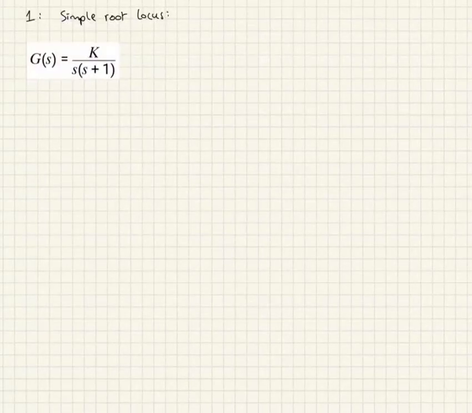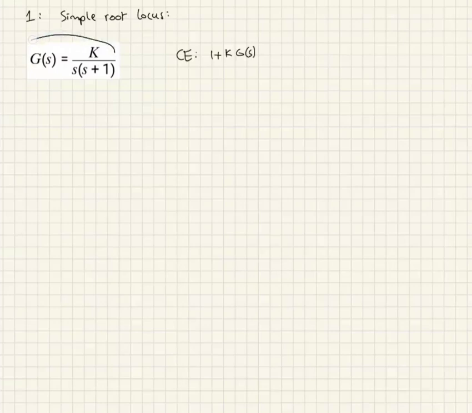Alright, so let's start the first video. In this example, we have a simple root locus. The first thing we have to do is write it in the standard root locus form, which means writing the characteristic equation. So we say CE is 1 plus K G of S. This is the standard form that you have to write it in to make things easier.